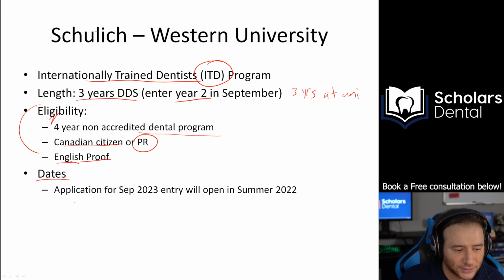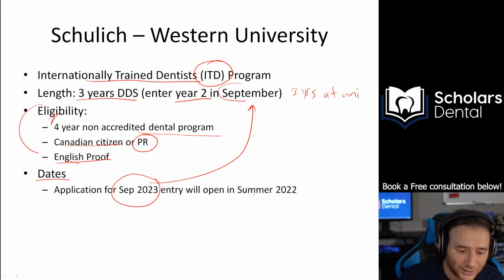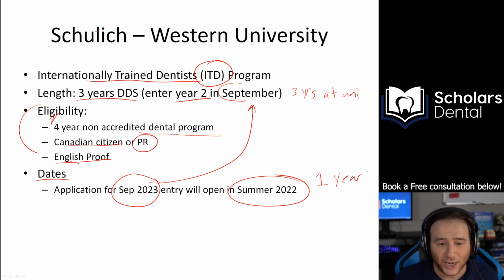Now the dates, important dates to kind of look at. For example, just to give you an idea, if you're applying for 2023 program in September, because you enter September, you have to begin the summer of 2022. So that's 1 year of you just preparing to apply.